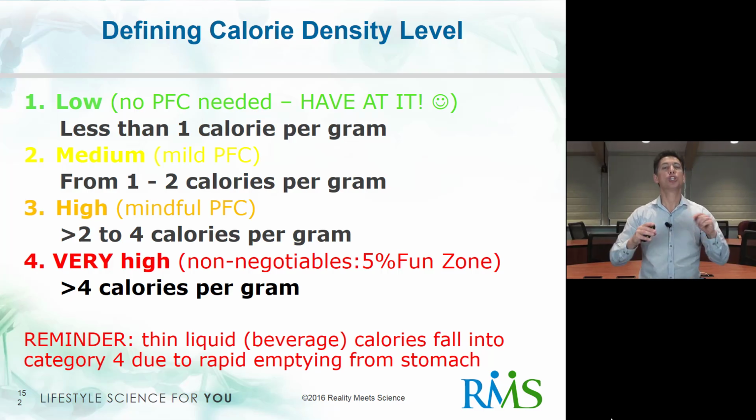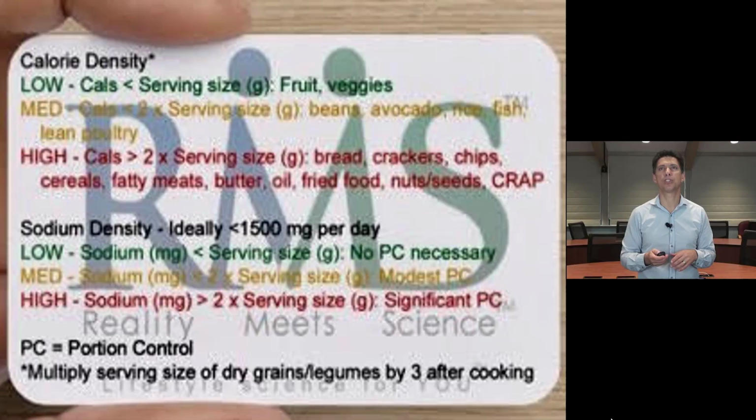emptying through the stomach. Sure, they're high in water, but they're not contained in a cage that sticks around and gets stuck, so to speak, for a significant period of time in the stomach to cause the weight stretch receptors in the stomach to fire. They just run through the stomach too rapidly. That's the way I want you to remember thin liquid beverage calories as being in category 4, meaning have it, but full disclosure, and you have been forewarned as to the benefits versus risks, then it's your decision.